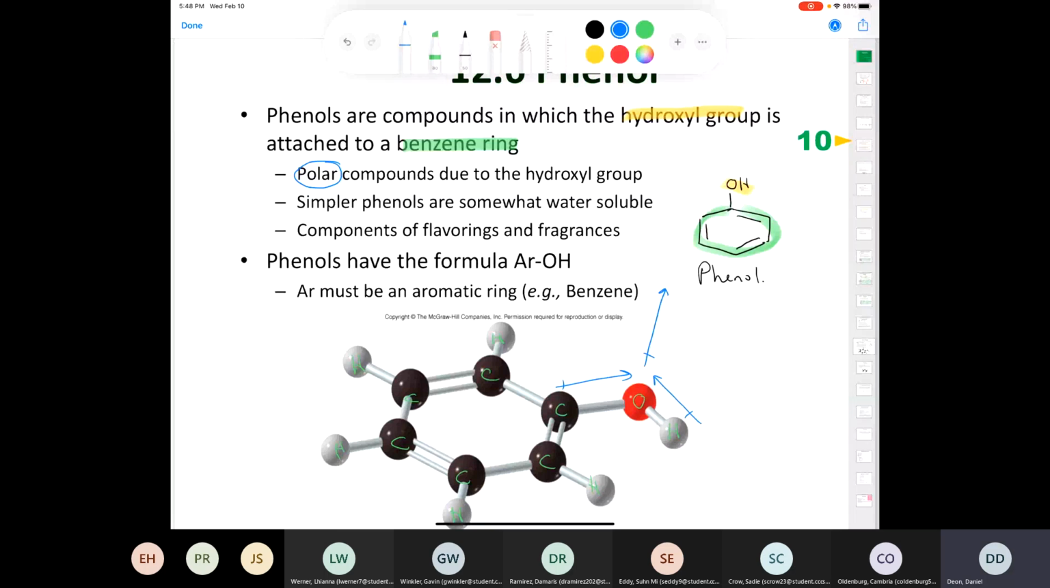Now, in order to have a phenol, the hydroxyl has to be attached to an aromatic ring. This is a mistake that I'll see students make from time to time. I'll just draw it here. If I just draw a six-membered ring like this, it is cyclohexane. If I put a hydroxyl on it, this is cyclohexanol. Look at this last class. Cyclohexanol is not a phenol, right? Cyclohexane and benzene are two very different molecules.